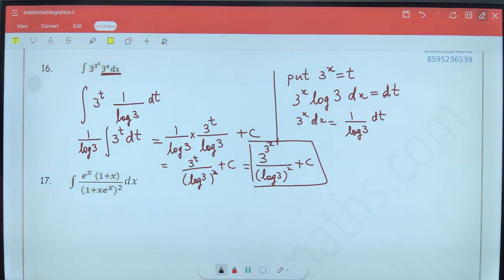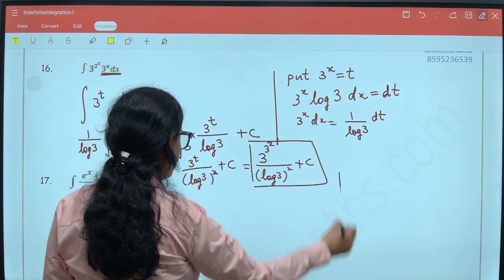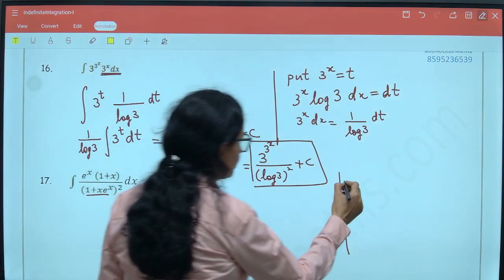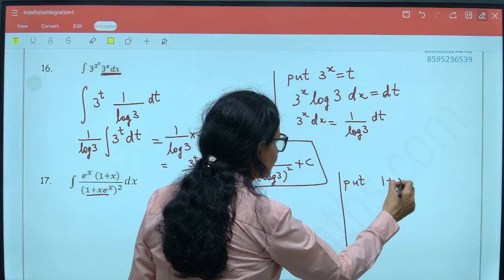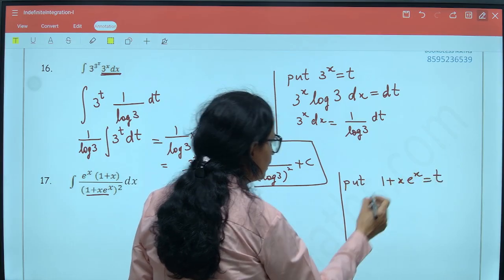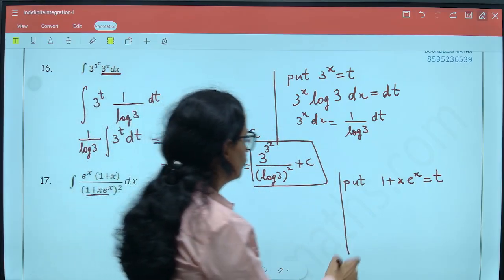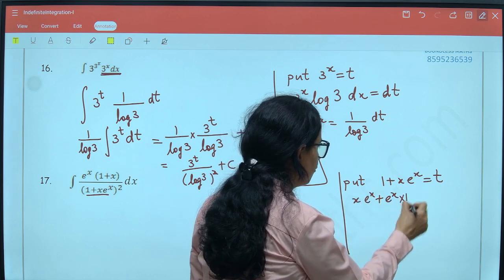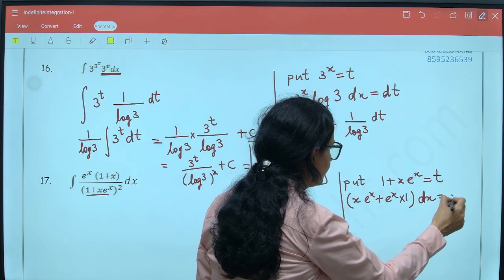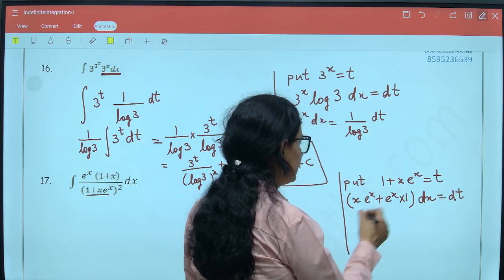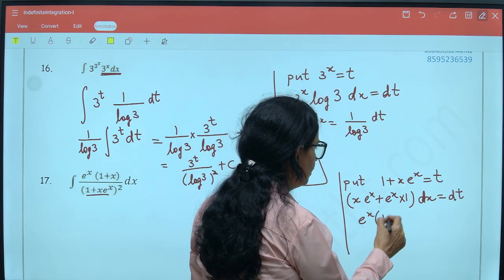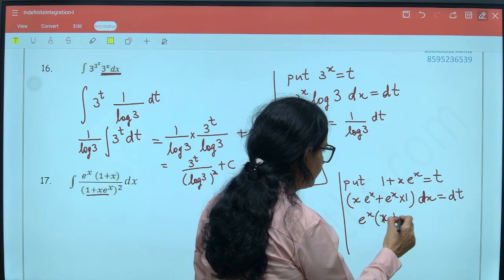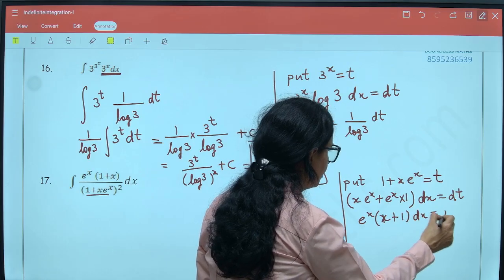e raised to power x (1 plus x) upon (1 plus x e raised to power x) whole square. Now in this question again you can put the denominator base equal to t and then just simplify it. So I am going to put 1 plus x e raised to power x as t. Differentiate this using the product rule: first function into derivative of second plus second function into derivative of first, and then dx equals dt. That means if I take e raised to power x common out, it is going to be x plus 1 and then dx equals dt.